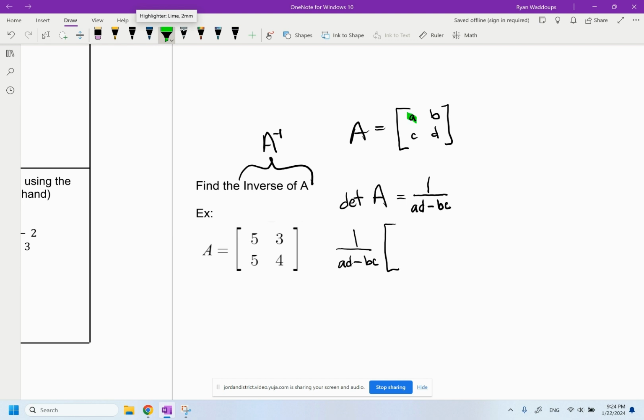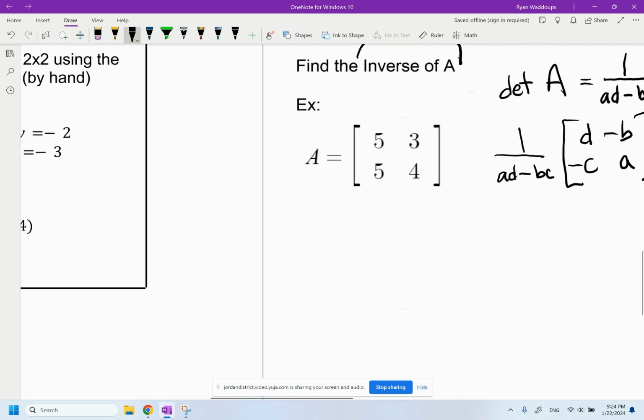We would take a and d and switch them, and then we would put a minus sign in front of b and a minus sign in front of c, and then we would multiply that by this. So what that looks like, we've got d up here and a down here, and we have negative b and negative c. And once we do that, that will give us the inverse of A. So let's see what that looks like in this example.